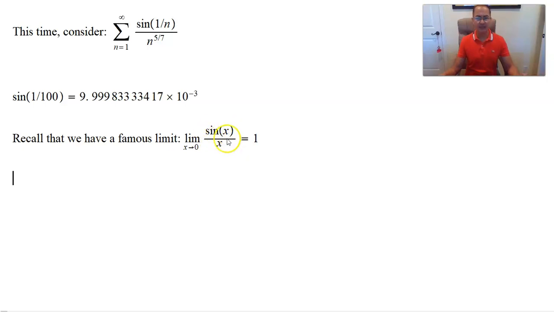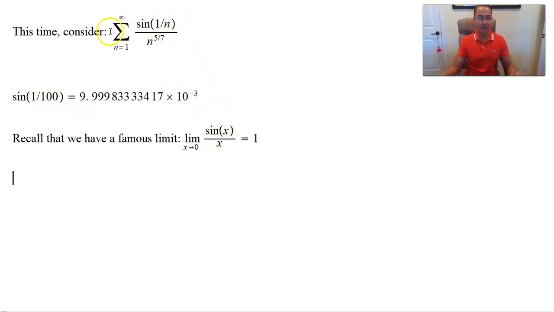In other words, sine of x is approximately x itself when x is very small. Check it out, sine of 1 over 100, that's 0.01. This is 0.009999 something, which is practically 0.01. Right? So this number is very close to this number.